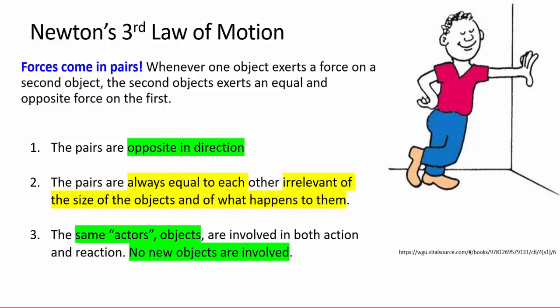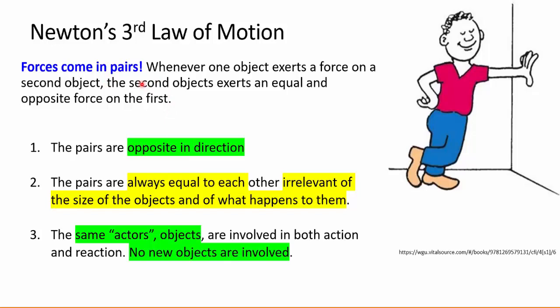The key to Newton's third law of motion is that forces come in pairs. Whenever one object exerts a force on a second object, the second object exerts a force that is equal and opposite to the first force. Okay, so again, whenever one object exerts a force on a second object, the second object exerts an equal and opposite force on the first. That's what Newton's third law of motion deals with.